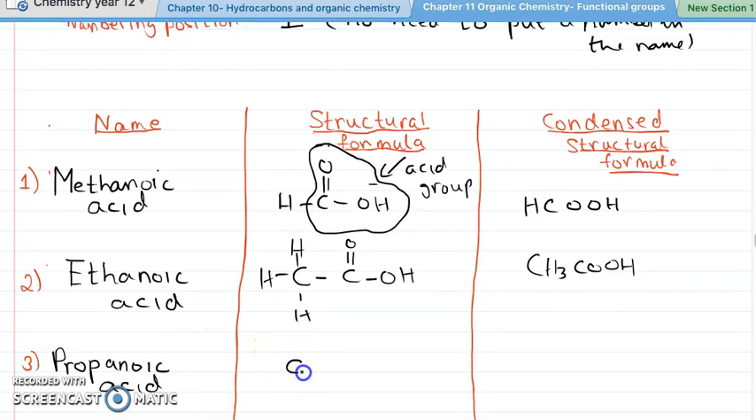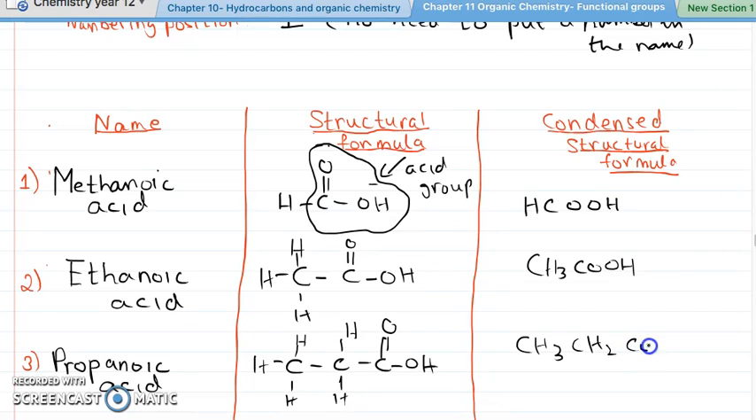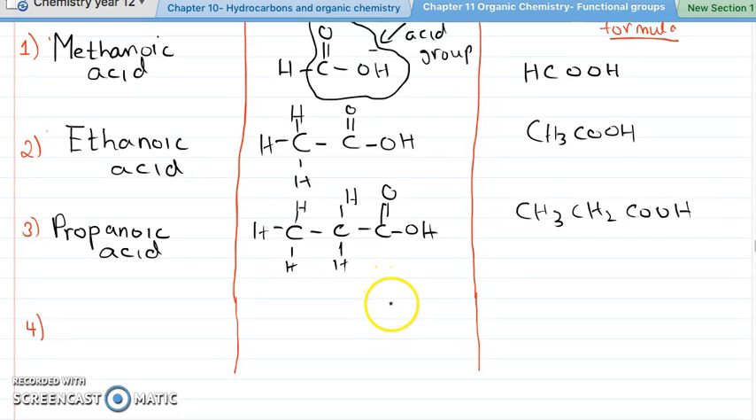So propanoic acid would look like this, with C double bond O, OH. Now you need to get really familiar with drawing these formulas, structural formulas and condensed structural formulas, because when we get to the next topic, which is reactions for alcohols, esters, carboxylic acids, ketones and aldehydes, you'd be given just the name of the aldehyde and be expected to draw it. So you should be really quick with it.